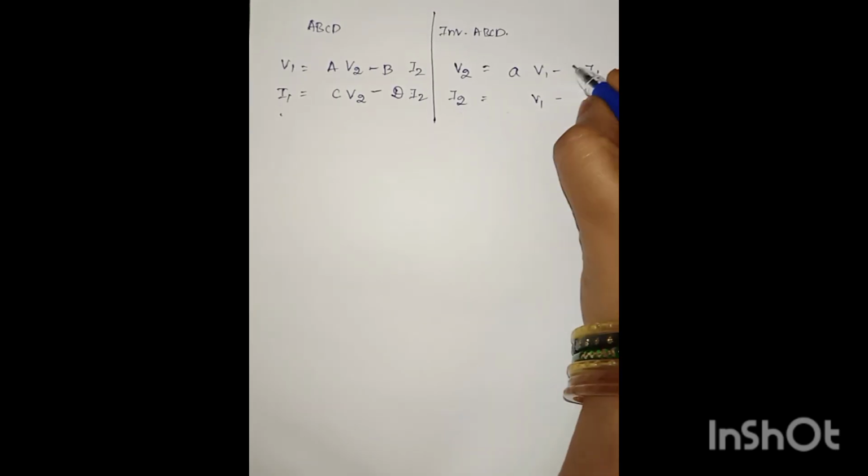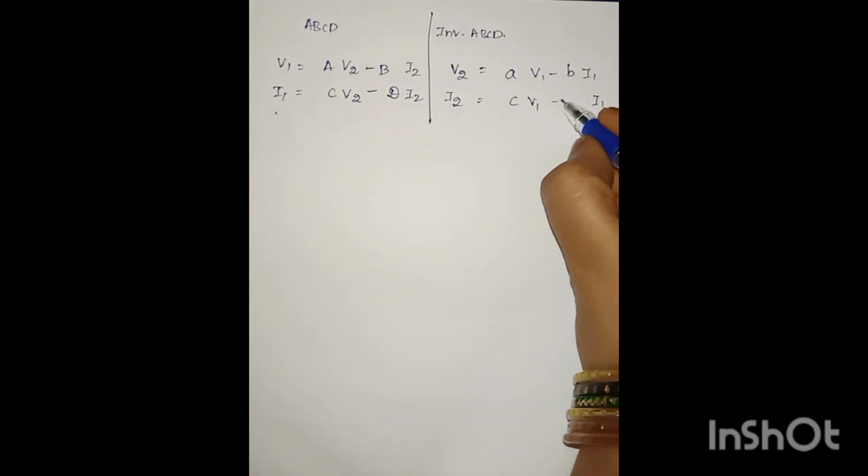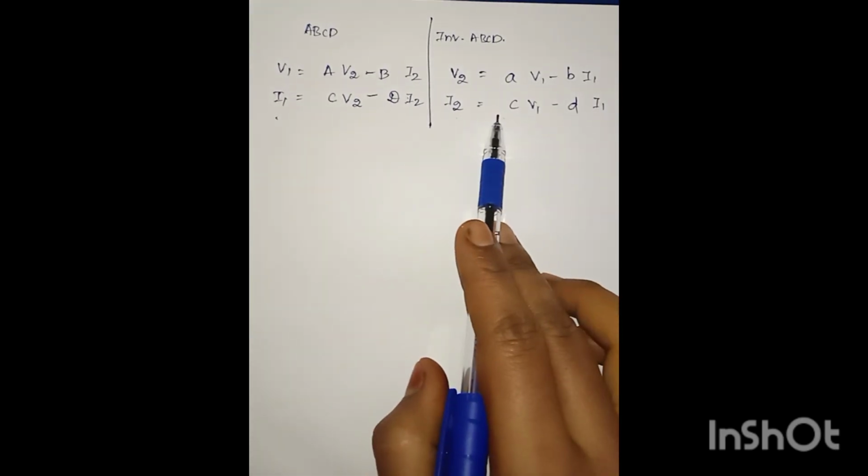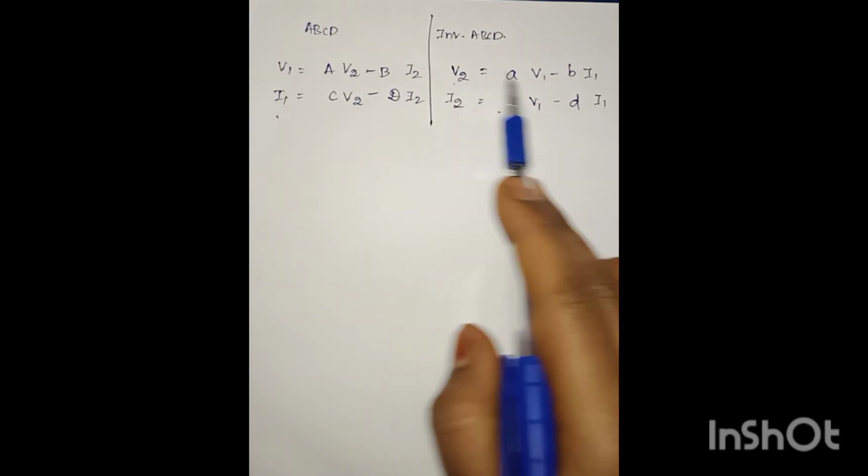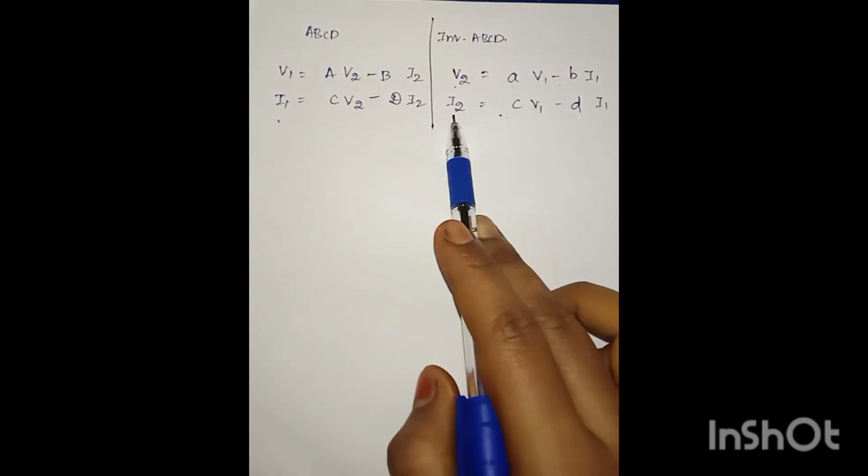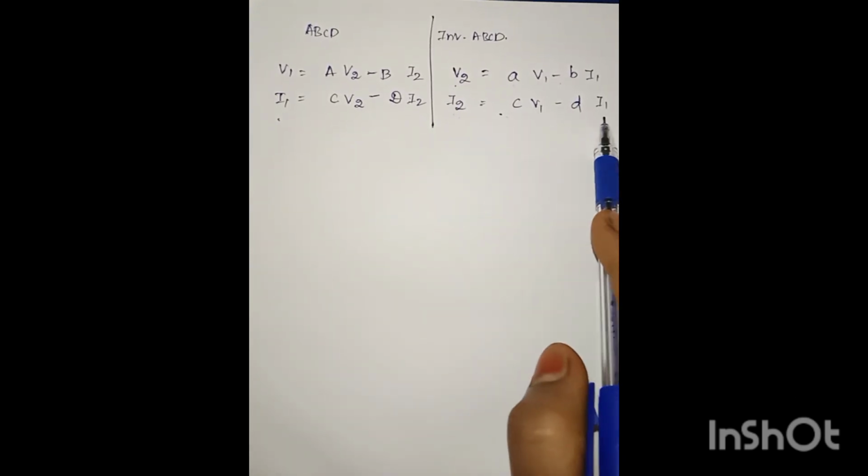Here small letters abcd are used. So this is the equation form of inverse ABCD: V2 is equal to aV1 minus bI1, I2 is equal to cV1 minus dI1.